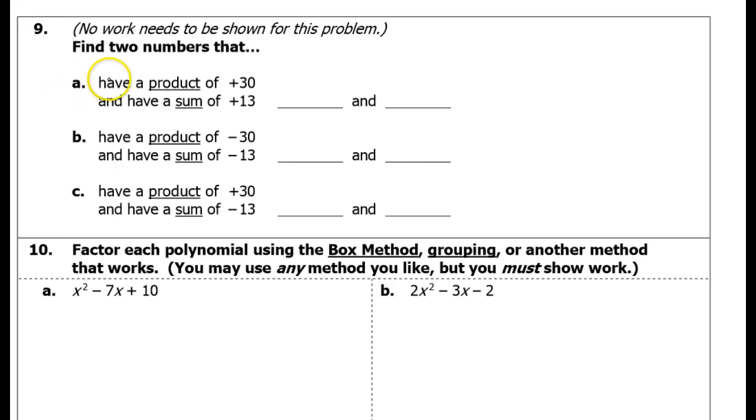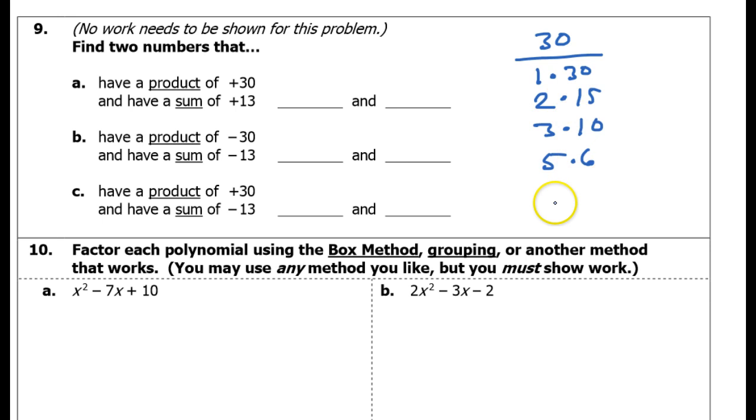Okay, for problem number 9, we need to find two numbers that have a product of one thing and a sum of something else. So what we do is we start with the product. See that 30? I'm starting with the 30. Now I'm going to make a list of all the ways I can multiply and get 30. Alright, so 30 could be 1 times 30, or it could be 2 times 15, or 3 times 10, or 5 times 6. These are all of the ways to make 30.